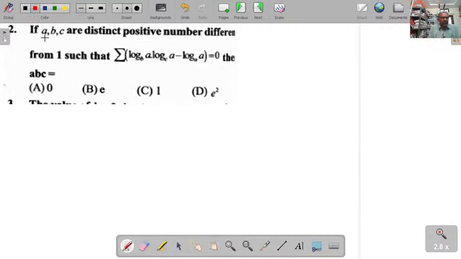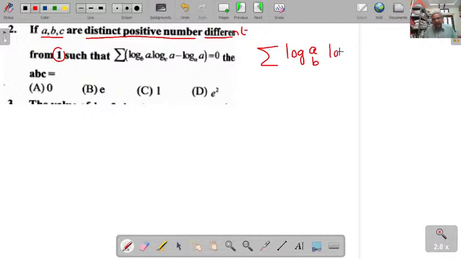See, my dear students, if a, b, c are distinct positive numbers, different from 1, such that sigma log a to the base b, right? One minute, let me clarify this question now. Next, log a to the base c minus log a to the base a is equal to 0. Then we need to find the value of abc.